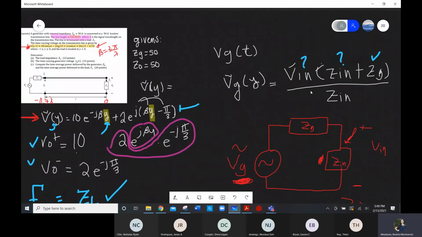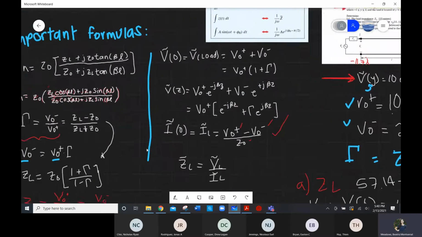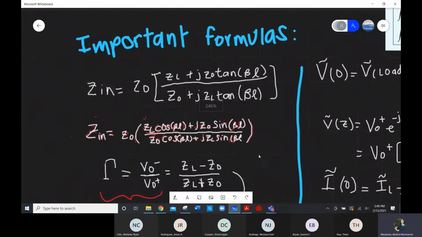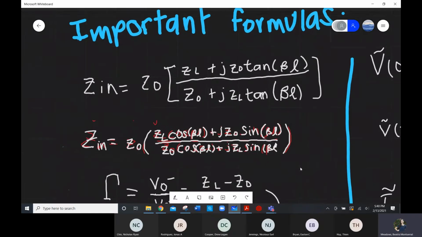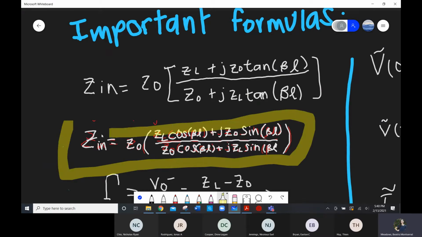Okay, so that's going to give you Vin, okay? Then once you find Vin, you also need to find Zin, and you're almost done. And I feel like you should be very comfortable with Zin already. But if you're not, here are the 2 equations you should write down and memorize. This one is the MVP. It's longer, but it will never fail you, especially during the test where you're freaking out.